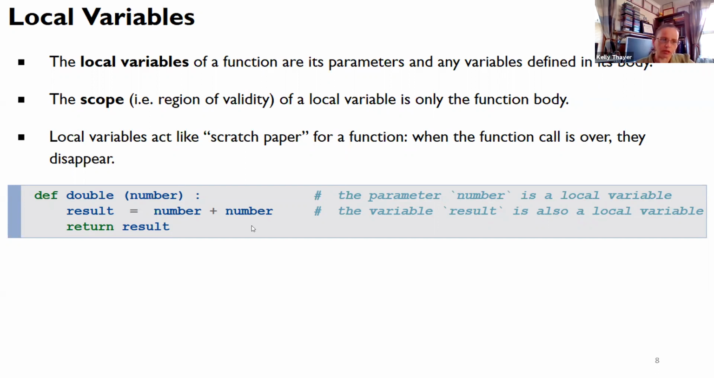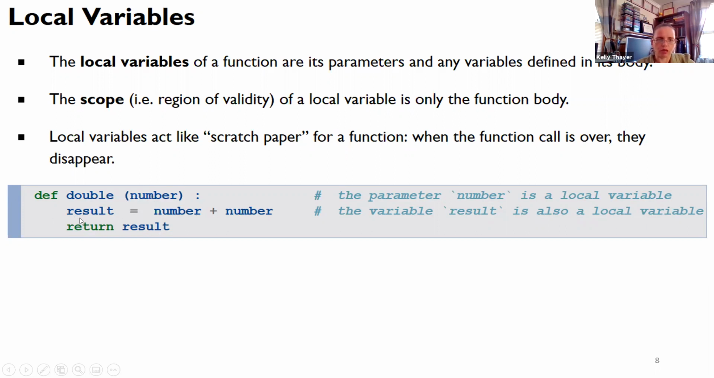So for example, here is another function. It's called double, and it takes an input of a number. Here we have a variable called result being defined inside. This is a local variable because it's inside the function. Number, being a parameter of the function, is also a local variable. Knowing the input number, it will calculate the result, which happens to be computed as the number plus the number. It's going to double the number. And then this function returns the result.